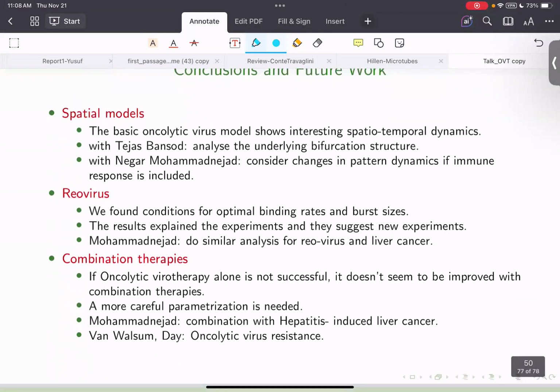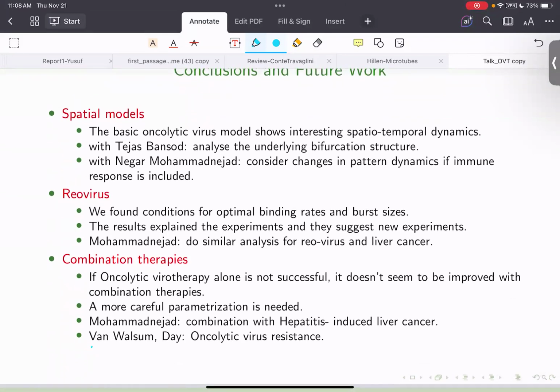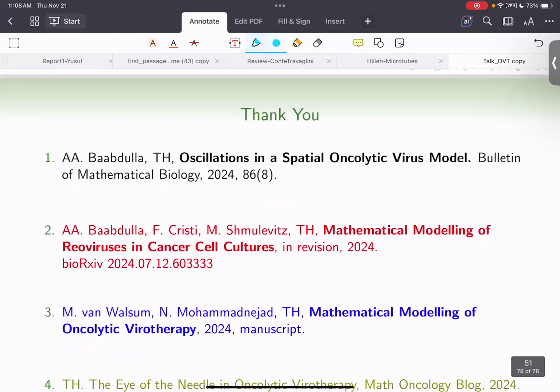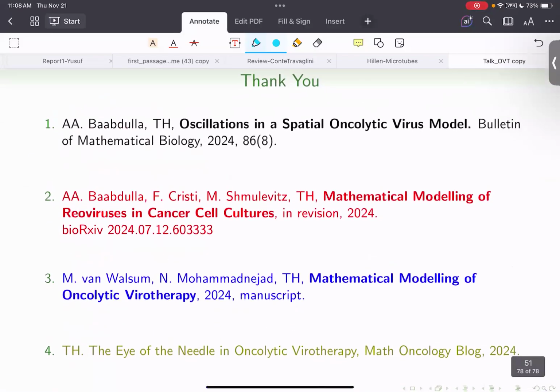Oh, and then with Morgan van Walsum now we want to look at oncolytic virus resistance, which is also an interesting bit here. Nice. So I think this essentially ends my presentation. Here's the references again. Again, I highlight my blog. I like blogs, so they're fun to read.